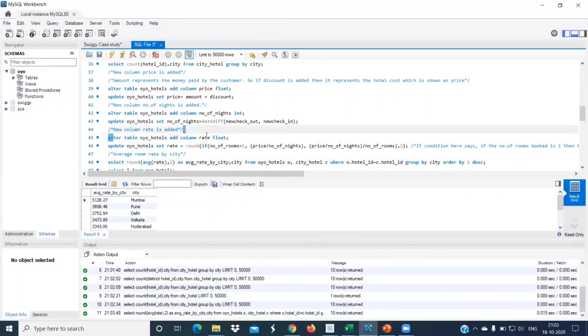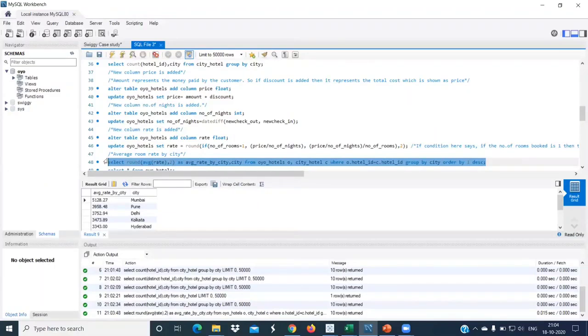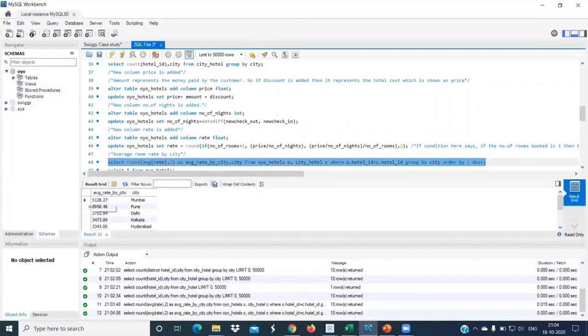This is a query to form a new column called rate, and this update command is to set the formula of rate, and this is a query to retrieve the average rates of different cities. You can see that the rate in Mumbai is 5128.27 and the rate in Gurgaon is 2602.99 rupees, which is the least.